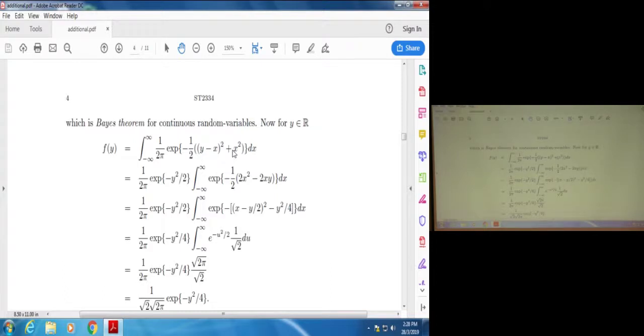The way to do this type of integral, if you're ever interested in doing these things, is that I want to turn this into a function.